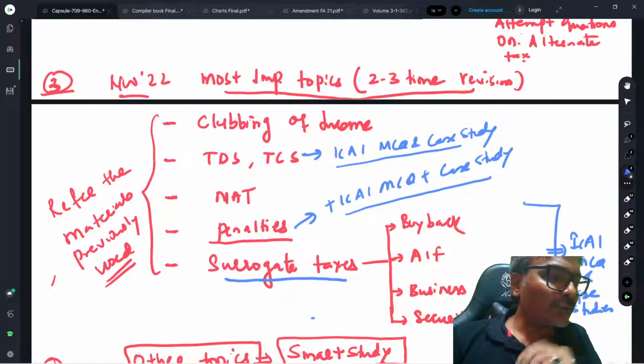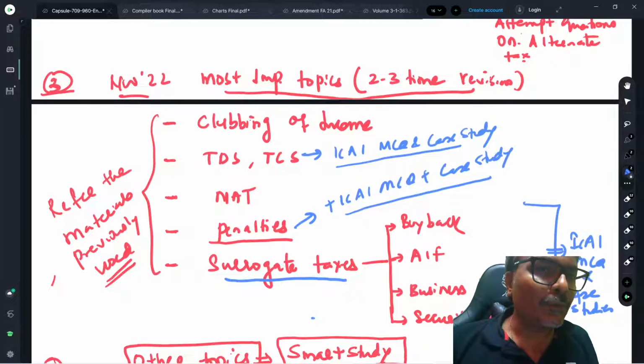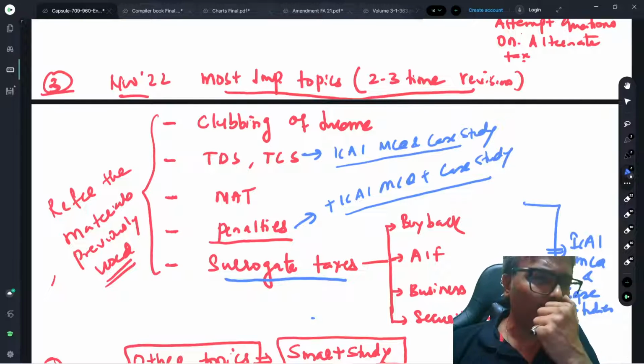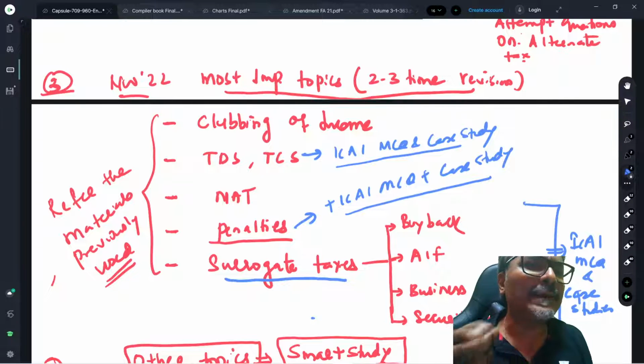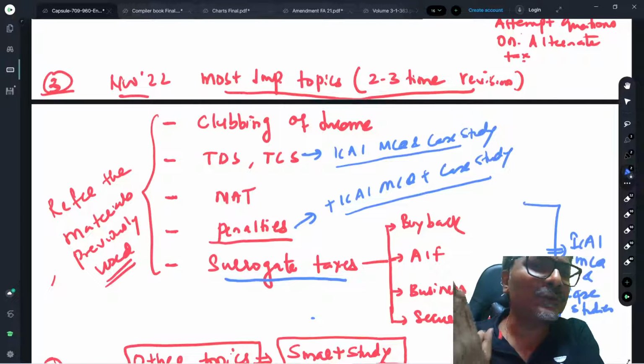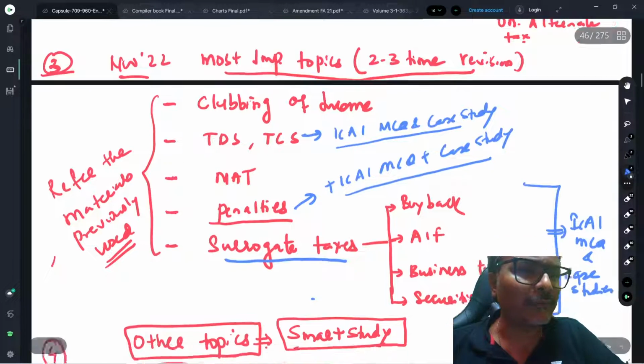Coming to the third one, November 22, the most important topics, 2 to 3 times revision is a must. Solving you can skip, at least go through it, but please go through it 2 to 3 times. Clubbing of income, TDS, TCS, MAT, penalties, surrogate taxes. Few of them require to be done from ICI, MCQ and case study. TDS, TCS, penalties and surrogate taxes are the 3 areas for which you will have to refer mandatorily, primarily the ICI, MCQs and the case studies. That is for sure.